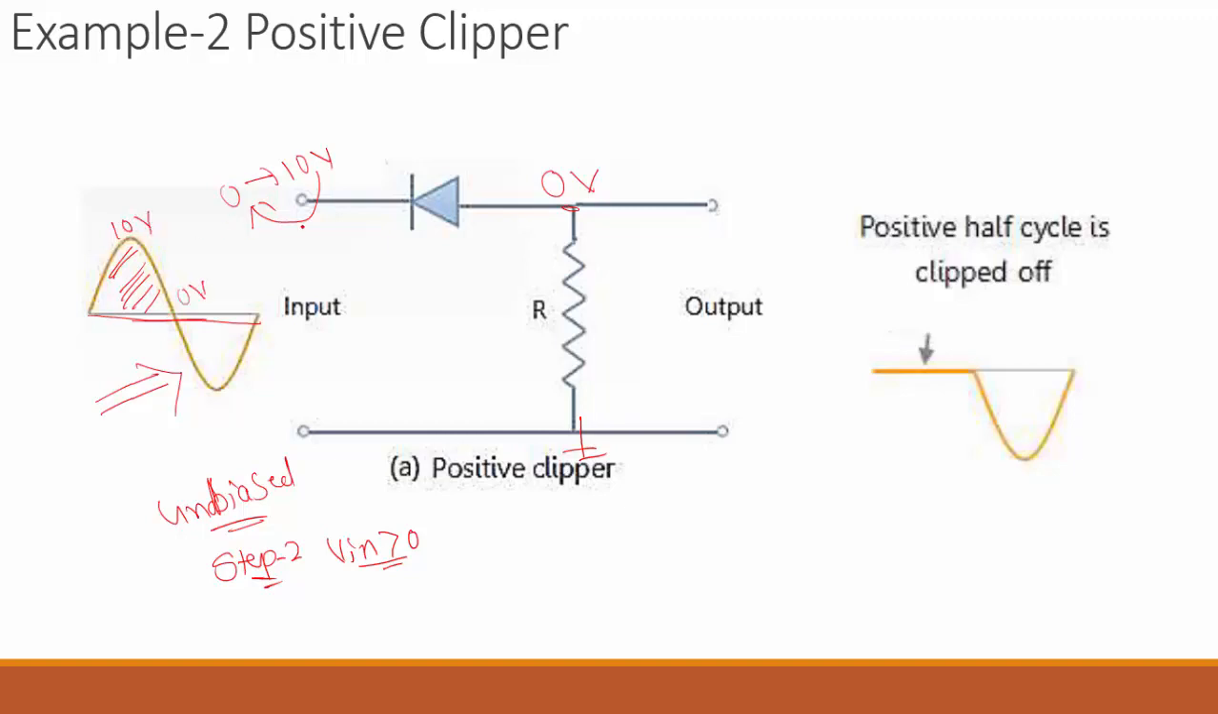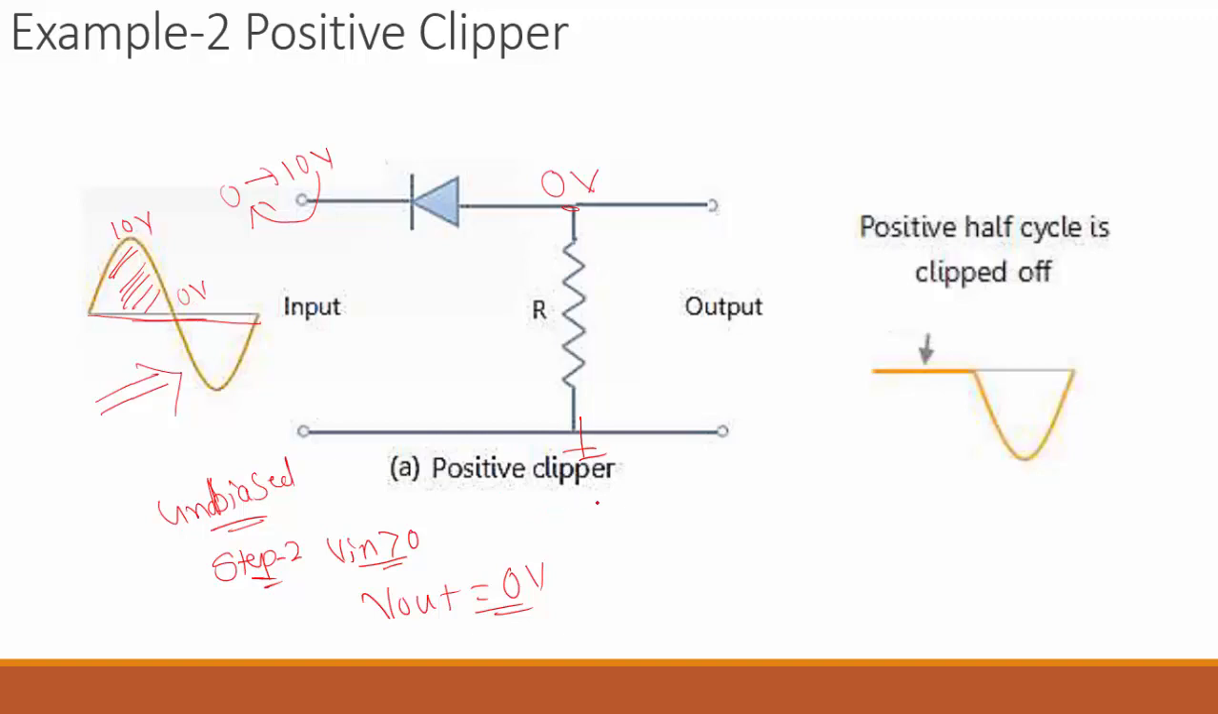Now we apply this positive cycle across this diode. Again this is 0 volt and this is up to 10 volt, 0 to 10, 10 to 0, the diode remains in reverse bias. So it's an open circuit. So what is the output in this case? V out equal to 0 volt. We will not get output for the positive cycle.